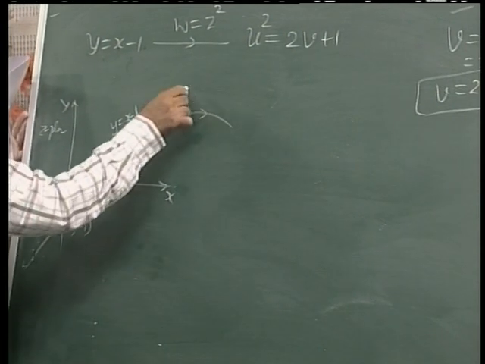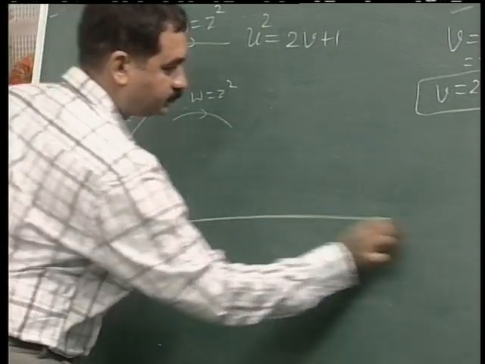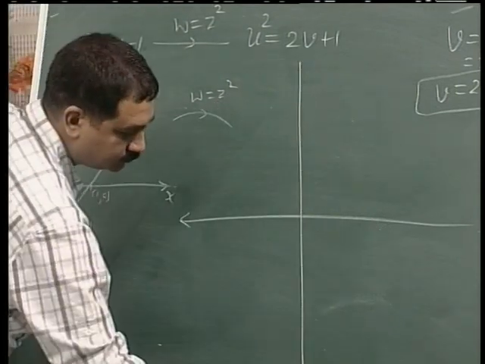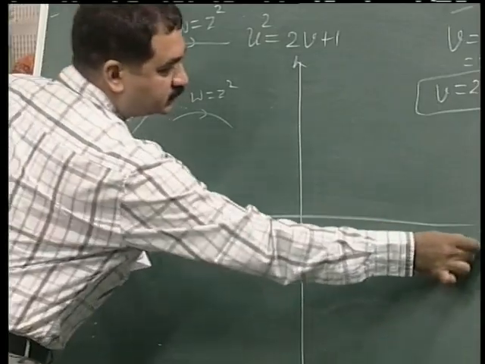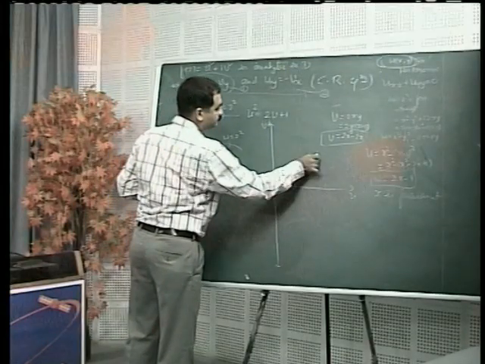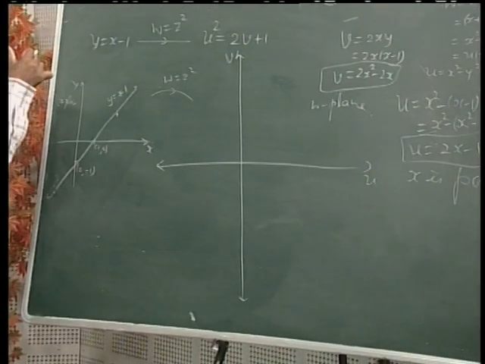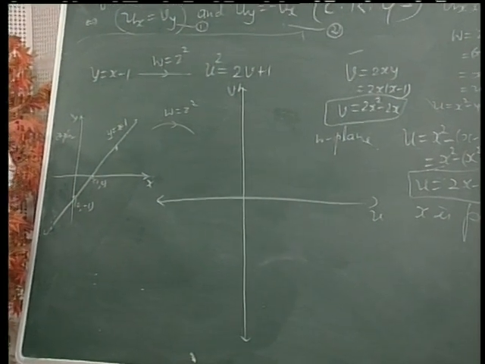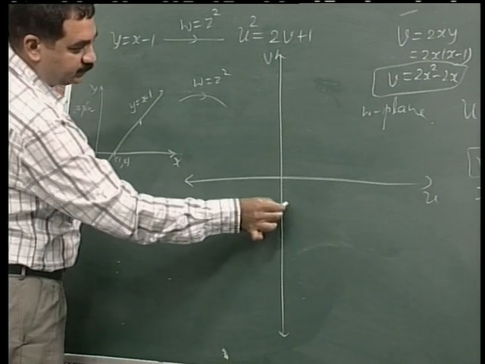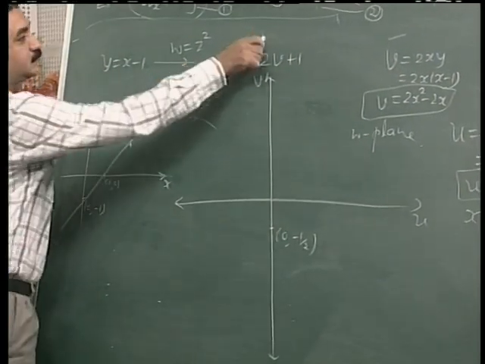And this is the w equals z square mapping. Its image is a parabola. This is u and v. It is the w plane. w is u plus iv. u square equal to 2v plus 1. So if u is 0, v is minus 1 by 2.